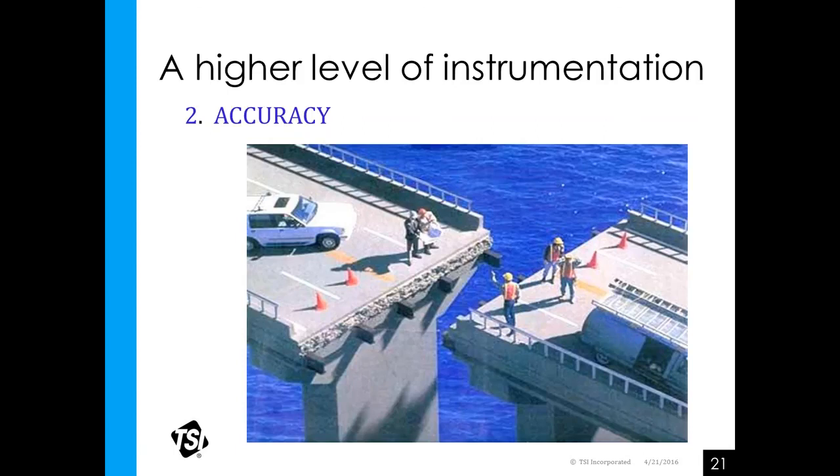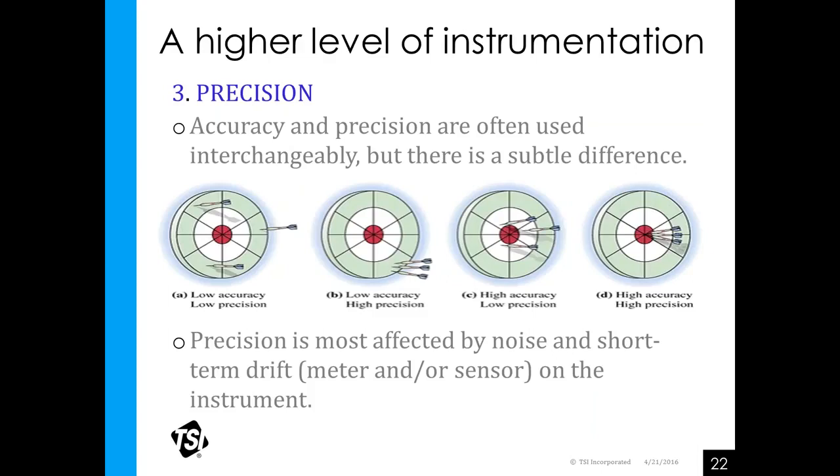The third is precision. So we're talking about accuracy before. Let's talk about precision now. Both terms, accuracy and precision, most often are used interchangeably. They shouldn't be. There's a subtle difference. And you take a look at those four graphics down below that, and you can see immediately. You've got all four situations.